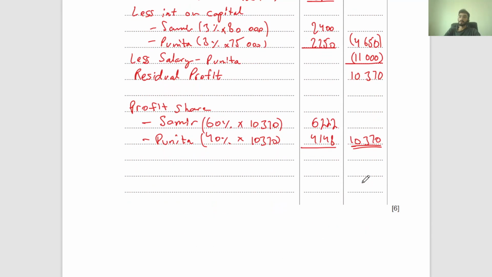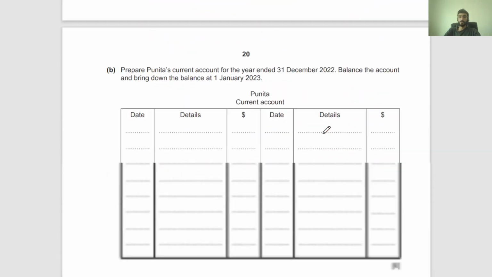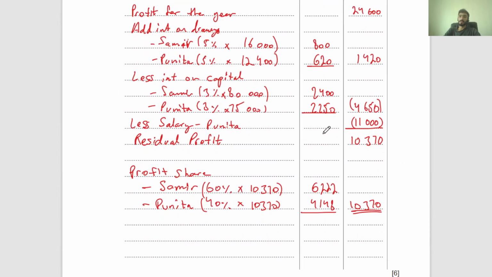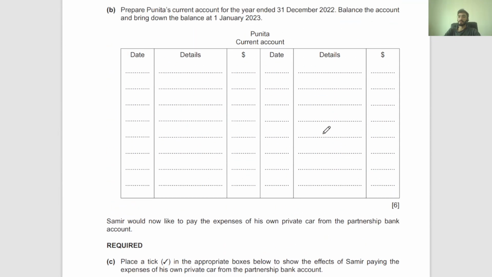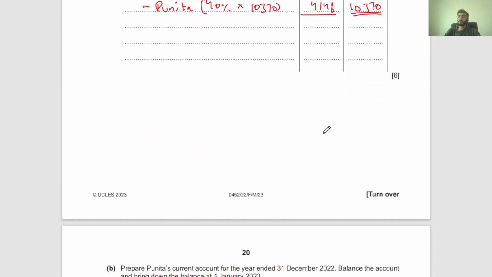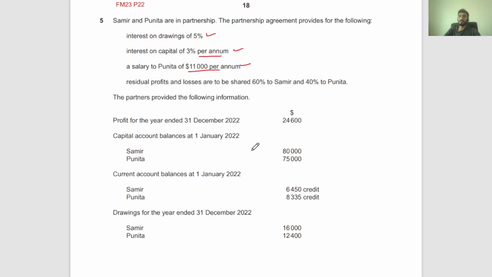Nice. Done. 6 marks for that. I think that's too much work for 6 marks, to be honest. I like too much writing for 6 marks, but it's okay. The next one is actually, look, by doing this, you've solved the next one as well, right? You just need to know where the figures go. But other than that, you've solved 2 in 1. Okay. For Punita, what is the current account? Let's have a look. There is some opening balance on the current account of credit 8335.